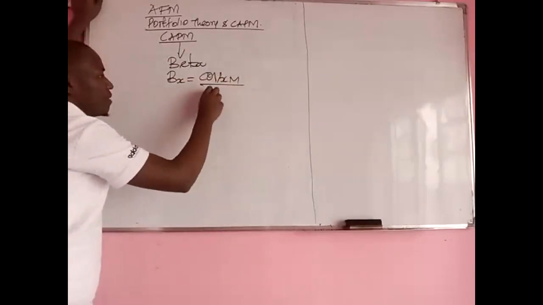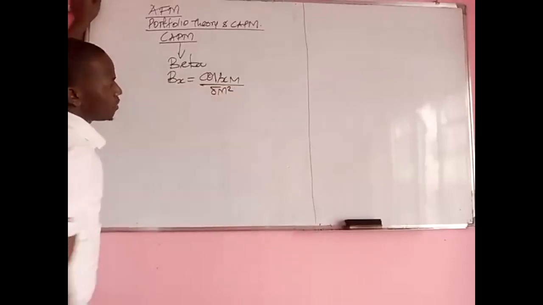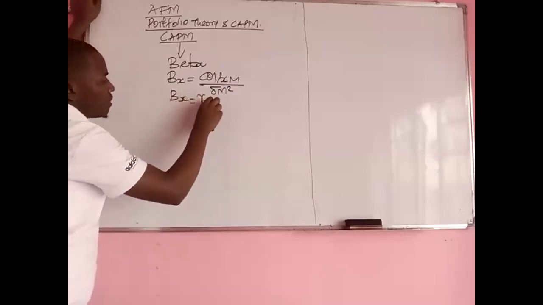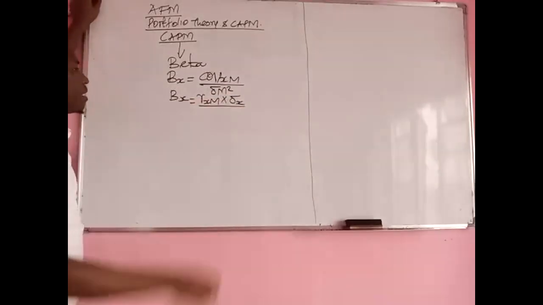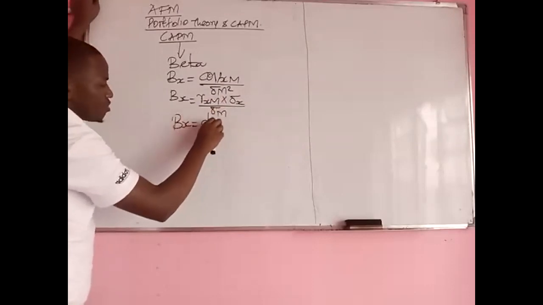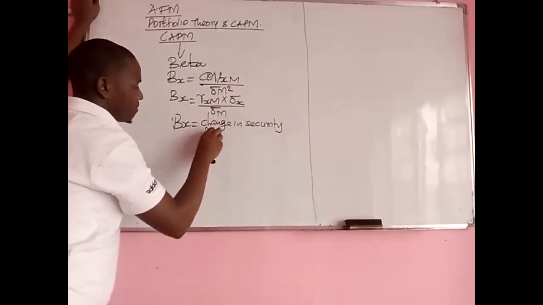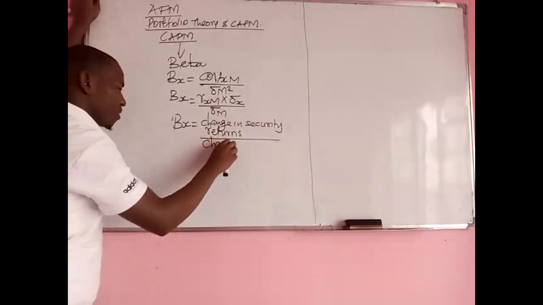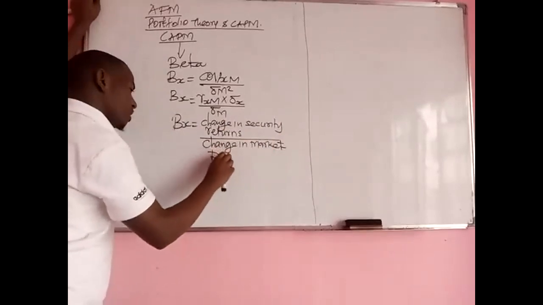You divide by the standard deviation of the market squared. Or you can get it by taking the correlation coefficient of the security and market multiplied by the standard deviation of the security. We also divide by the standard deviation of the market. Or you can get it by taking the change in security returns, you divide by change in market returns. So that is how, in this case, you get the beta.